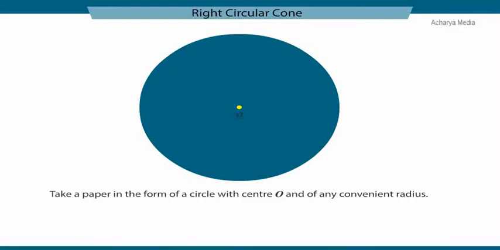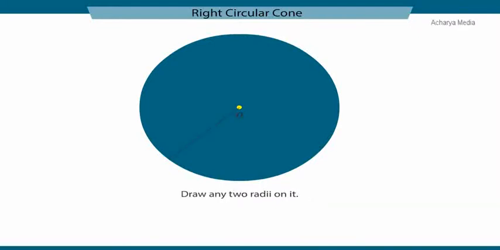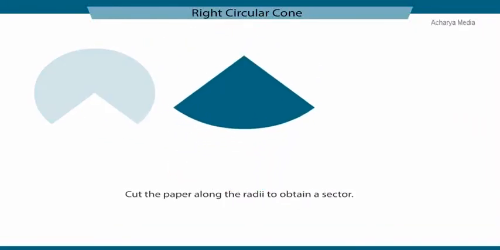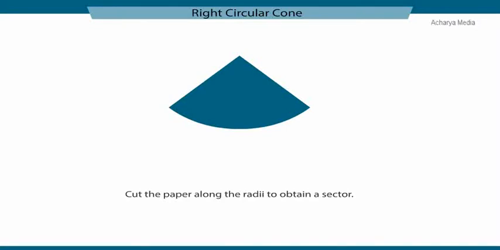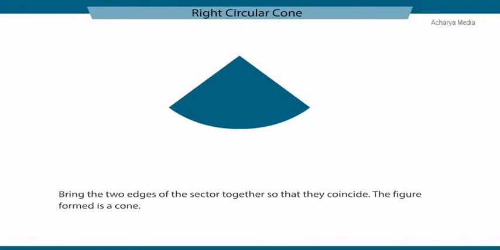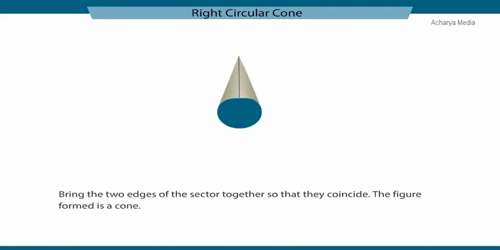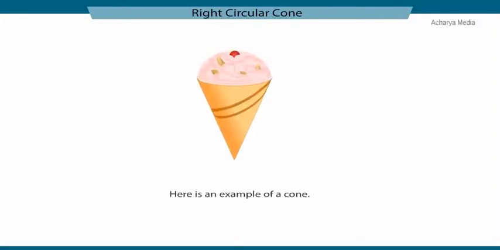Take a paper in the form of a circle with center O and of any convenient radius. Draw any two radii on it. Then cut the paper along the radii to obtain a sector. Now bring the two edges of the sector together so that they coincide. The figure formed is a cone. Here is an example of a cone.